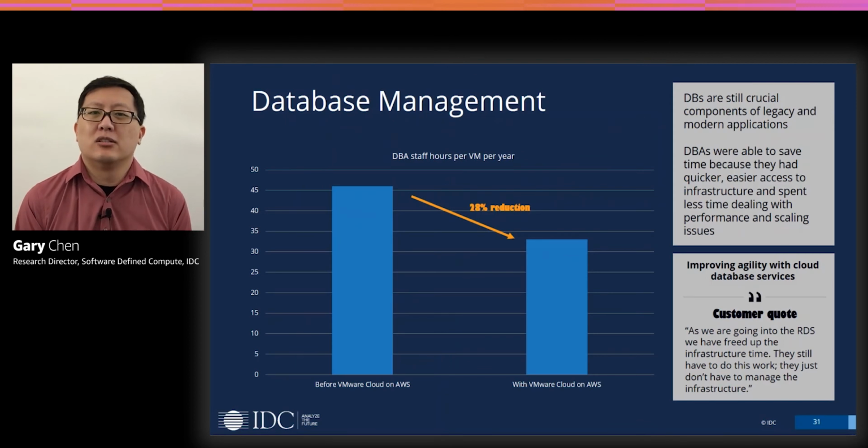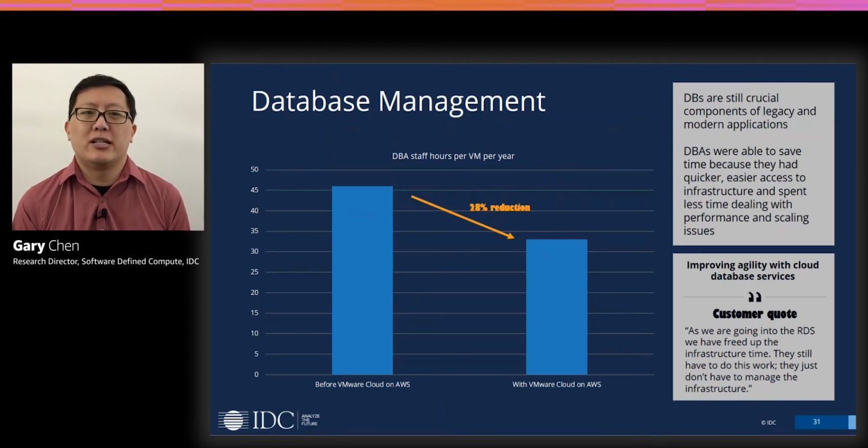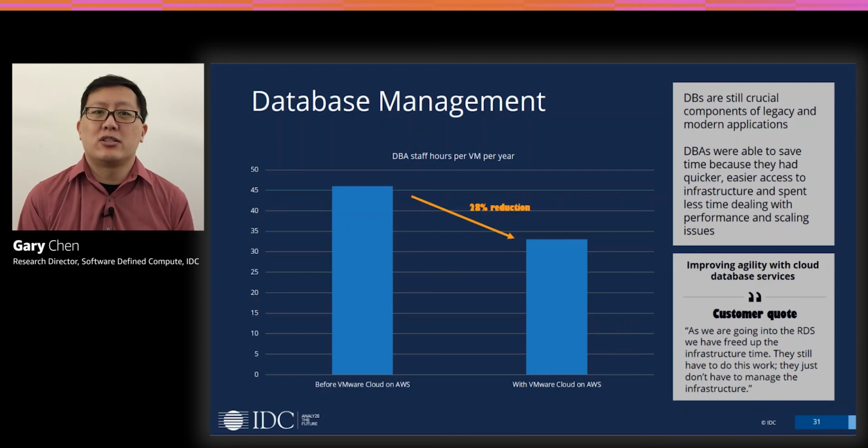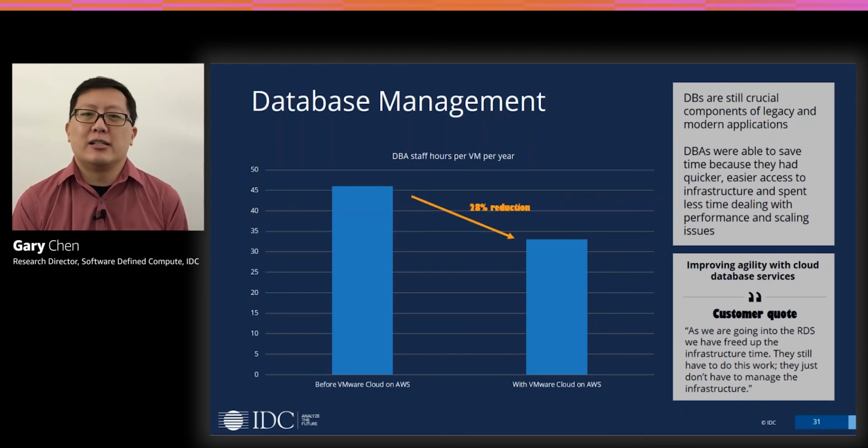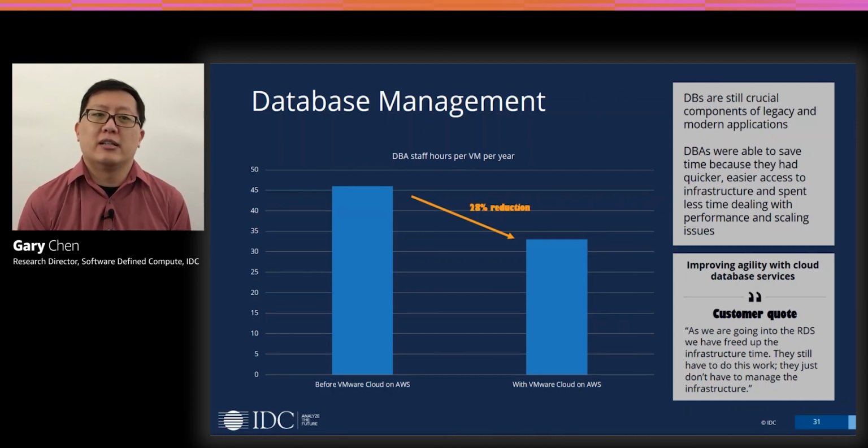And databases are still a key part of many critical applications. And even very modern applications still use a database, though perhaps a different or more modern type. And data today is so critical to businesses, and it's really irreplaceable and priceless. And so with VMware Cloud and AWS, we found that there was a 28% reduction in the DBA time required to manage the database, which IDC calculated to be an annual benefit of $380,000. And so DBAs were more efficient because they had quicker and easier access to infrastructure and didn't have to deal with as many performance or scaling issues.